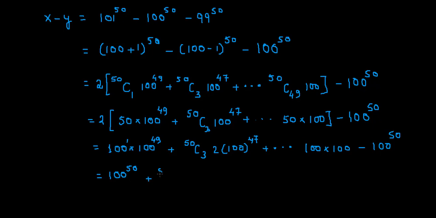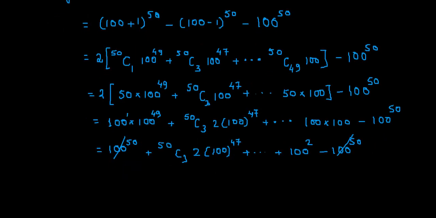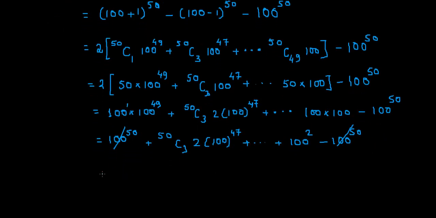This will become evident very soon. So let me quickly rewrite this. So 2 times 100 raised to the power of 47 plus 100 times 100 is 100 squared minus 100 raised to the power of 50. So this was done so that we could cancel this 100 raised to the power of 50, the last term and the first term. So the last term and the first term cancel out. So this was x minus y.